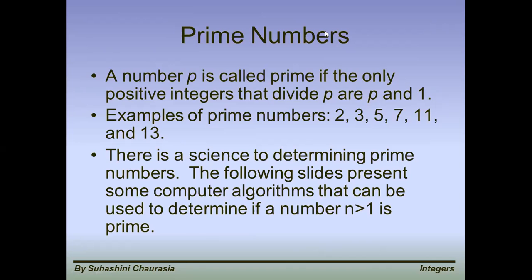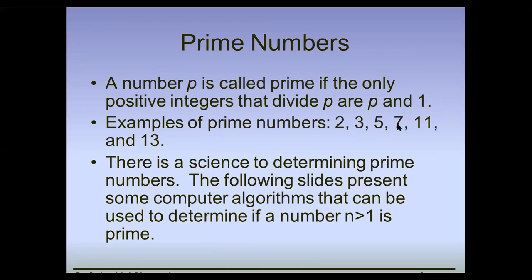Okay. Similarly, 7 is a prime number because 7 is divisible by 7 and 1 only. Does 2 divide 7? A remainder comes. Does 3 divide 7? No, a remainder comes. 4, a remainder comes. 5, a remainder comes. 6, a remainder comes. Okay. Similarly, 11 is also a prime number.